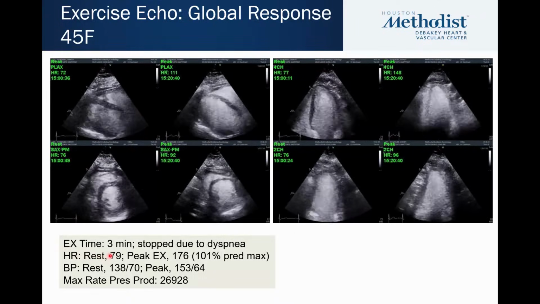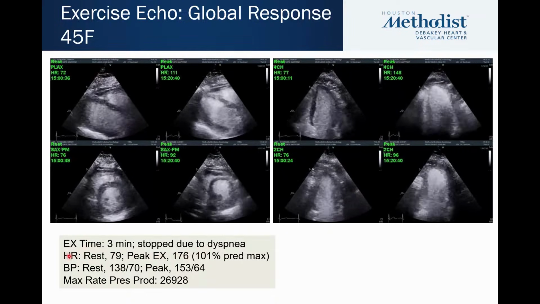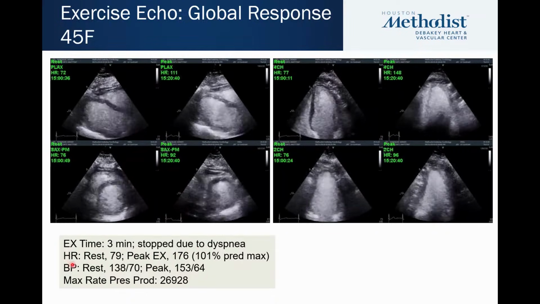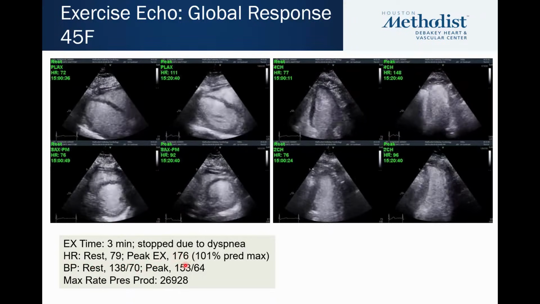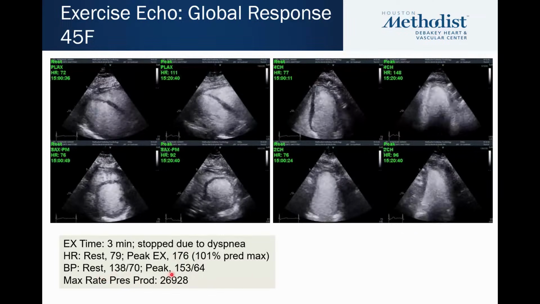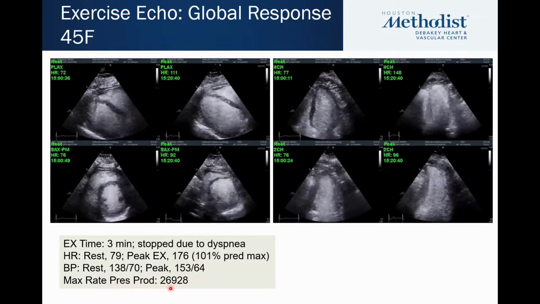Patient only went 3 minutes. She got short of breath, okay? She got, let's see, her peak exercise, 176, okay? Blood pressure, 153/64, and a pretty good double product.